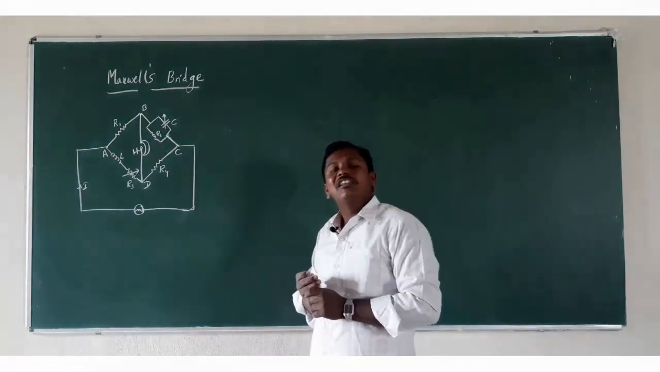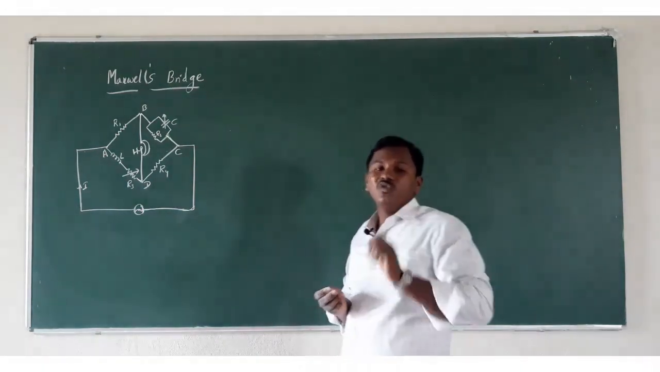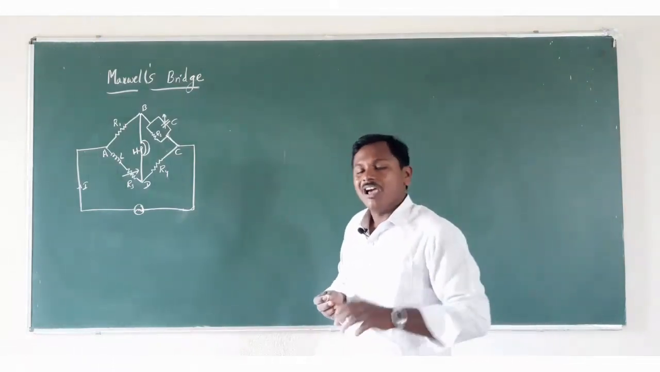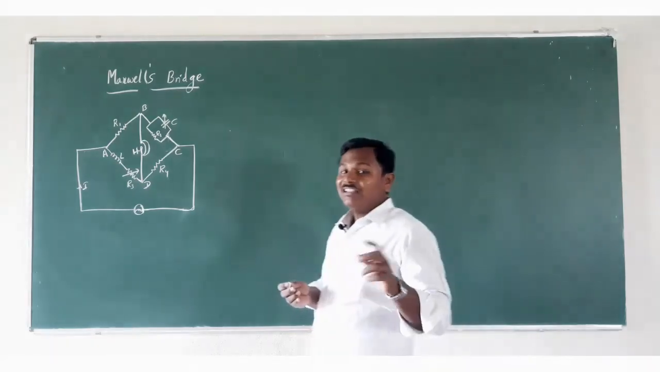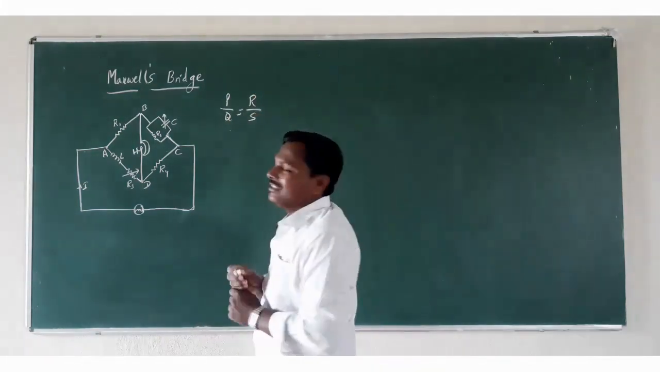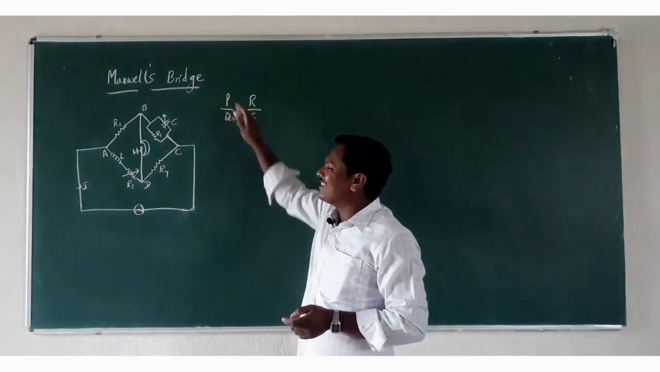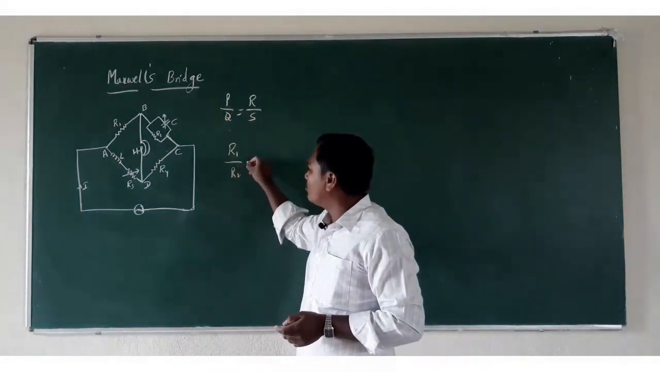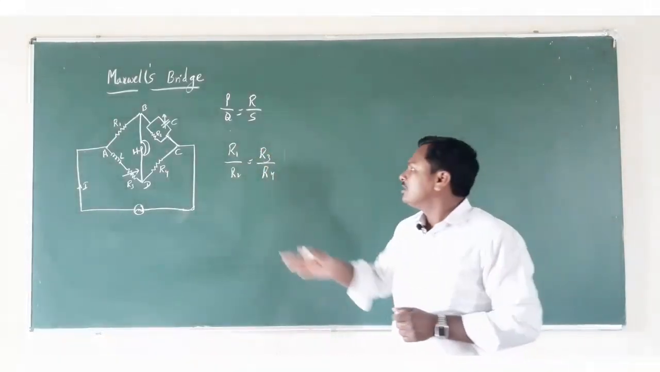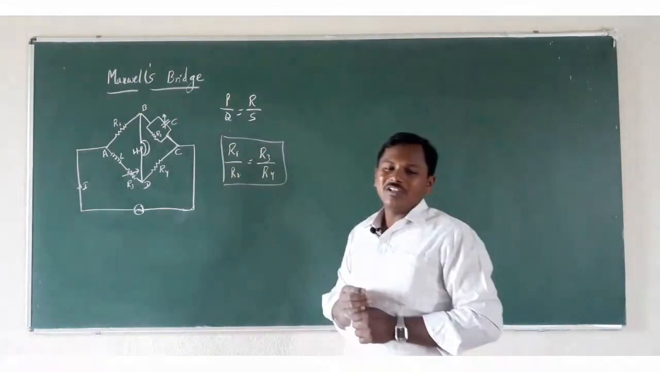The Wheatstone bridge we learned at PU level. There we determine the ratios of two resistors, or we can determine the value of resistance of a given resistor, by knowing the condition P by Q is equal to R divided by S. By using this condition we can determine the ratios of these two resistors. We can represent R1 divided by R2 which is equal to R3 divided by R4. So this is the condition.